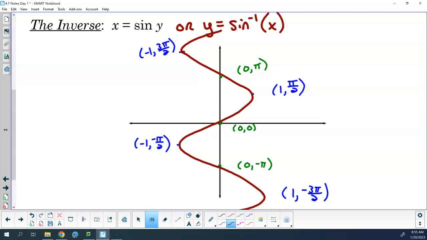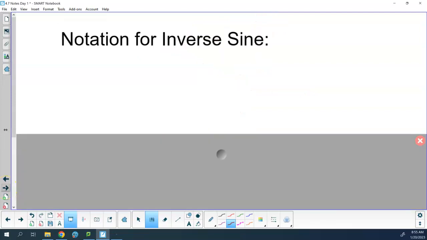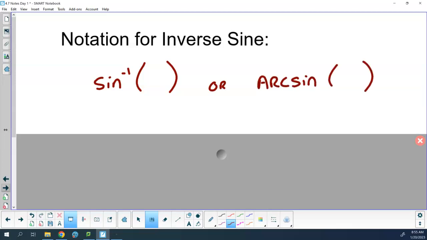Okay? So the problem that we have here then is we have to do some restrictions to the inverse sine function. So first off, we're going to learn some notation for the inverse sine function. The first one is, you've already seen it, you probably used it, you learned it back in geometry when you had to find an angle. Inverse sine. The new one today is also arc sine. Arc sine and inverse sine are interchangeable.